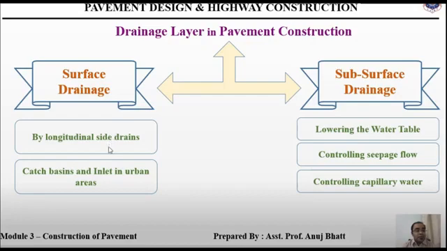The first is by longitudinal side drains, and the second is by providing catch basins or else inlets in urban areas. That will be the surface drainage, which is generally provided near the pavement construction. And the second is the subsurface drainage, that is, methods provided within the construction of the pavement, by lowering the water table, or else by controlling the seepage flow and the capillary water. Let's discuss these methods thoroughly.